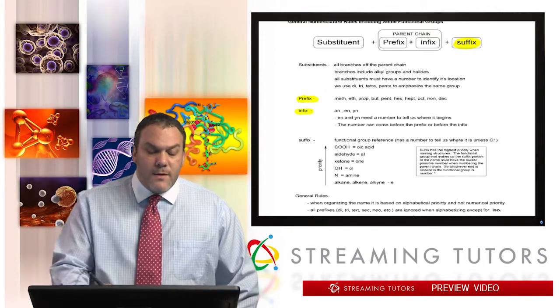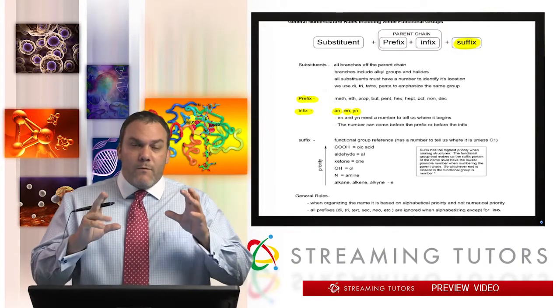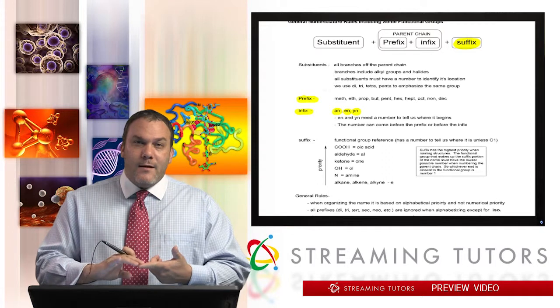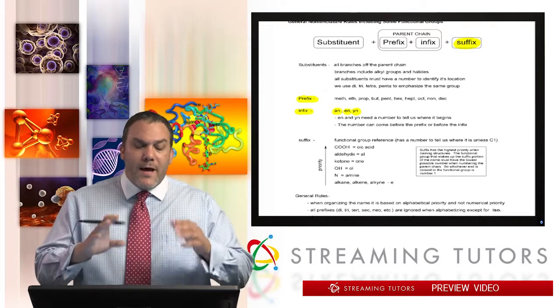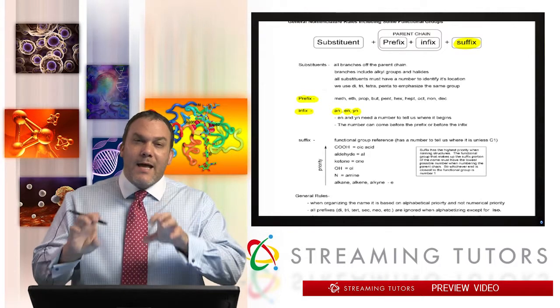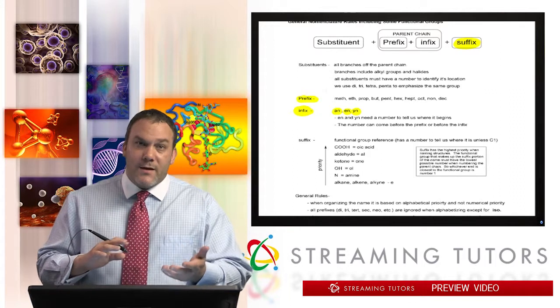The infix could be an en or a yn. Where we have a double bond, it's an en. A triple bond, it's a yn. But notice that I'm not adding an e at the end of these. So the infix does not include the ending, the suffix.